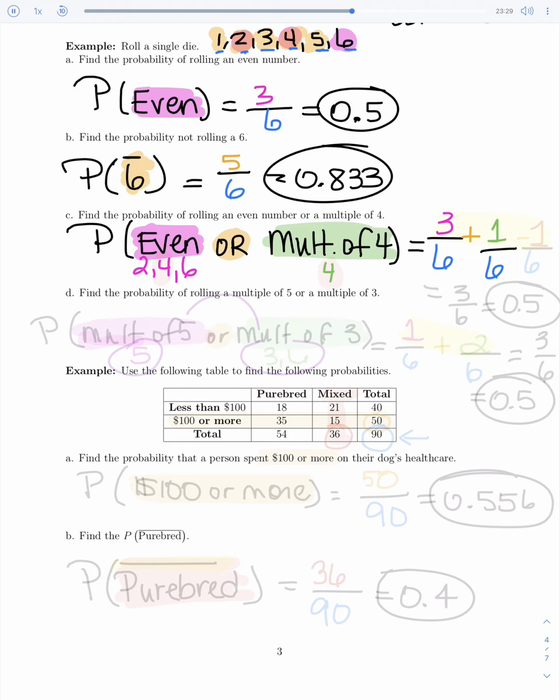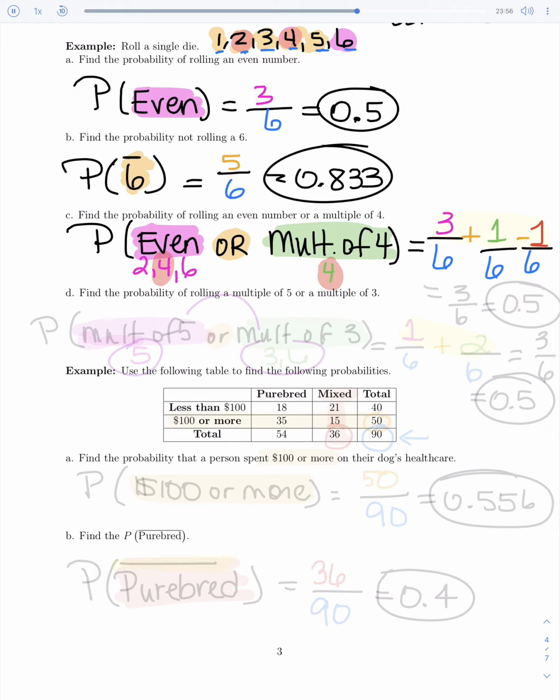Now, the problem with or is whether or not you need to subtract an overlap. Is there anything that got counted twice? Something that was both an even number and a multiple of 4? Well, there was. The number 4 got counted twice. So one number got counted twice, so we're going to subtract that one number. Again, keeping the denominator the same. 1 out of 6 of the numbers got counted twice.